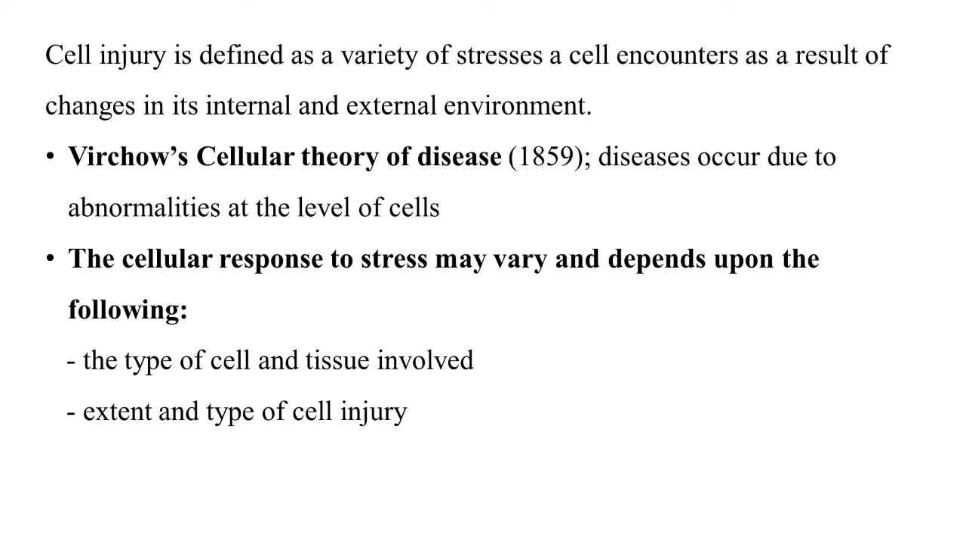So Virchow in 1859 brought about something which we call the Virchow cellular theory of diseases. Diseases occur due to abnormalities at the level of the cells. So as he said, every human being emanates from a cellular base. So for a disease to emanate, a cell has been injured, there has been a problem with a cell, which needs to be corrected. So the cellular response to stress may vary and depends upon the following.